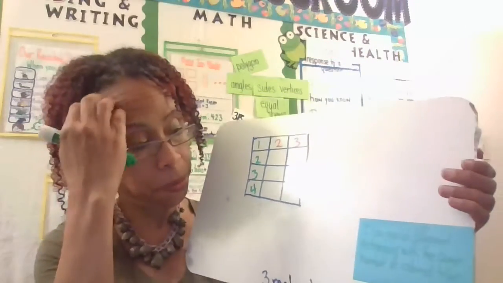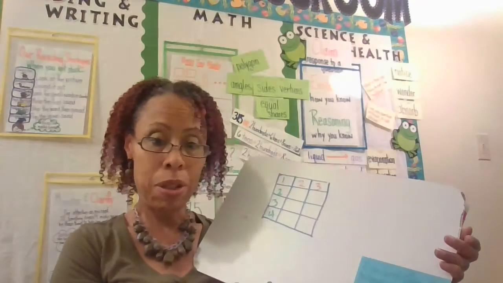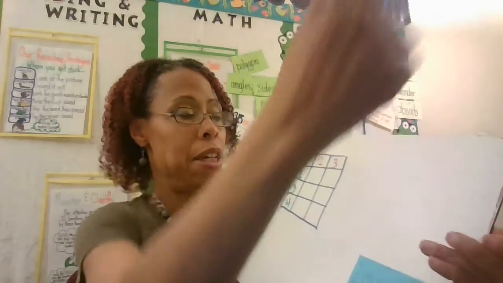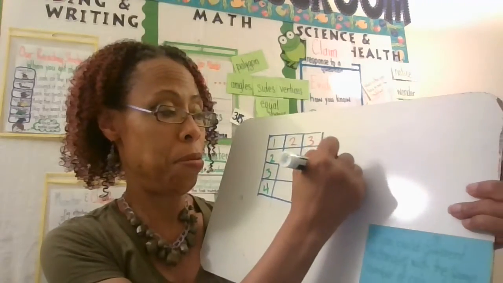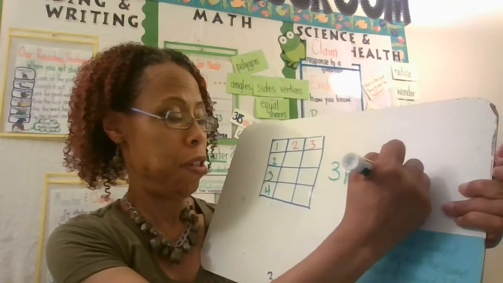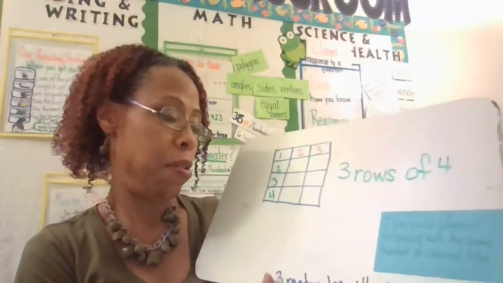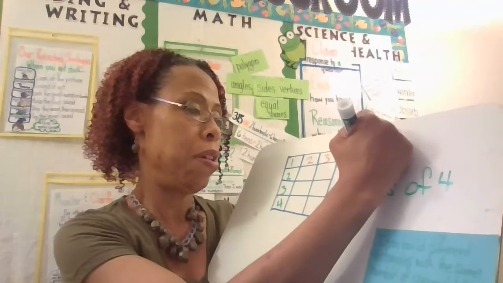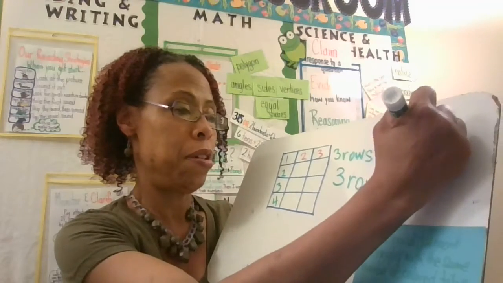So now we know how to skip count and we know how to add that, but let's just look at what this represents. We usually start with the rows. So we're going to say 3 rows of 4. That is the same thing as 3 rows and 4 columns.